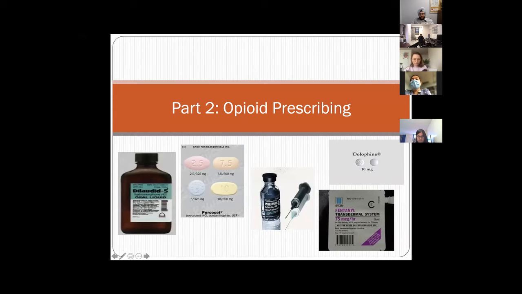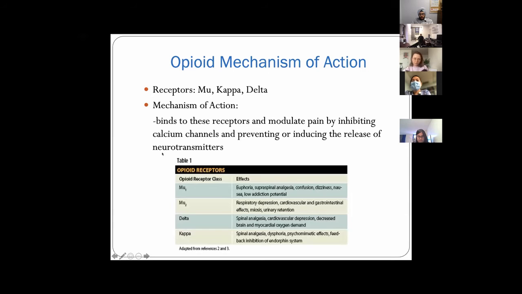So now we've covered some of the basics of part 1, which is just pain as an experience. And now we're going to switch gears into opioid prescribing. The 3 main receptors for our opioids are your mu, kappa, and delta. The mechanism is that when our opioids bind to these receptors, they modulate pain control by inhibiting the calcium channels and preventing the release of neurotransmitters. I'm not going to go into the detail of each of the opioid receptors because they're detailed here and you have access to this slide. But when your opioids are bound to your opioid receptors, you do have adverse effects that come with the territory with just any medication. Next slide.